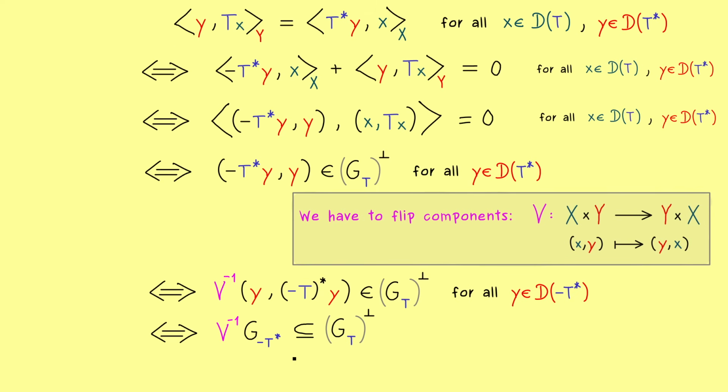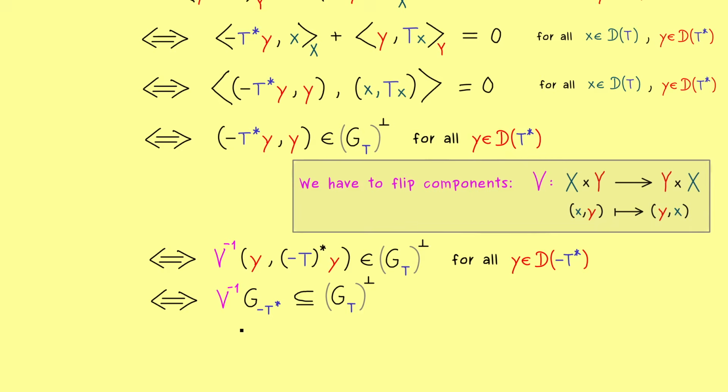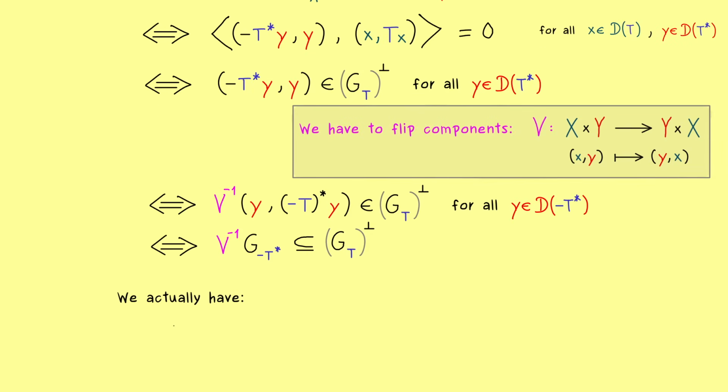And now it turns out that we also have the other direction of the set inclusion, so we actually have an equality here. So this is a formula you definitely should remember because it gives us the relation between the orthogonal complement and the adjoint of T.